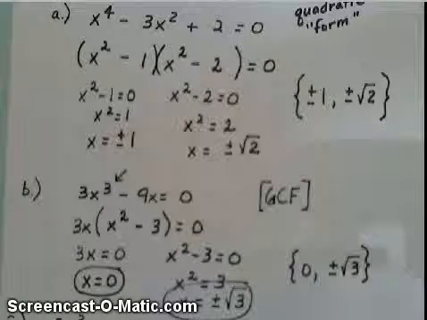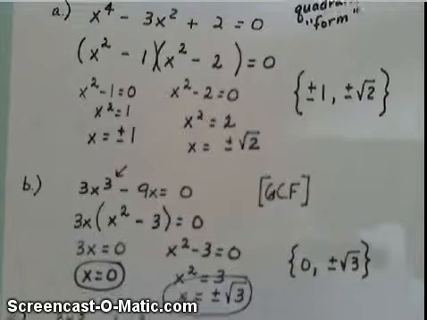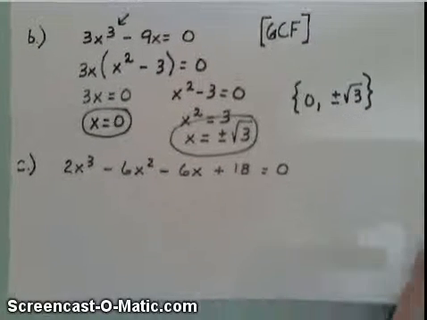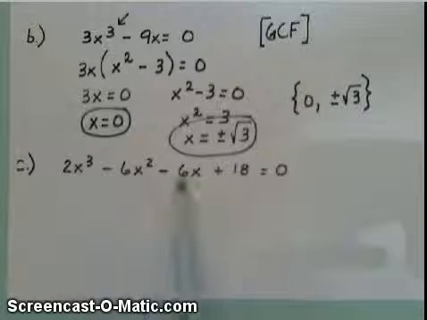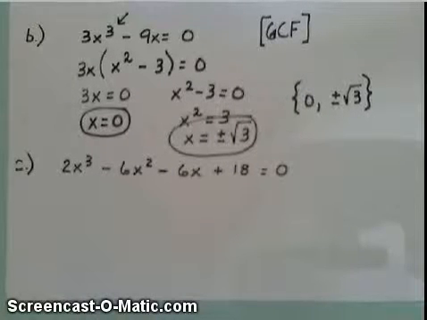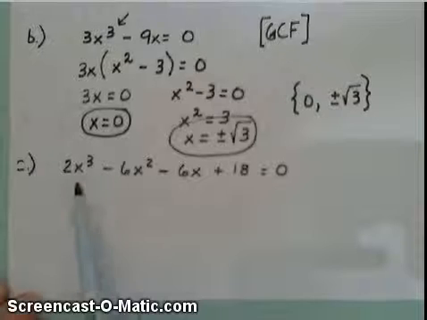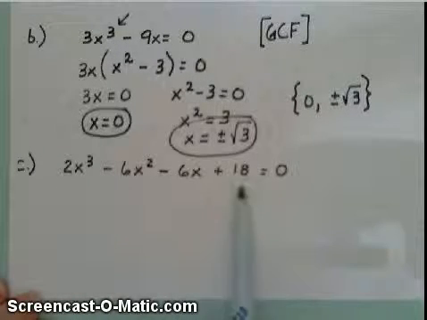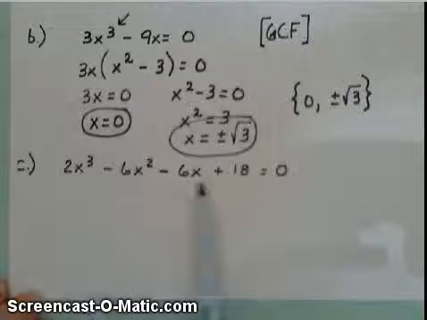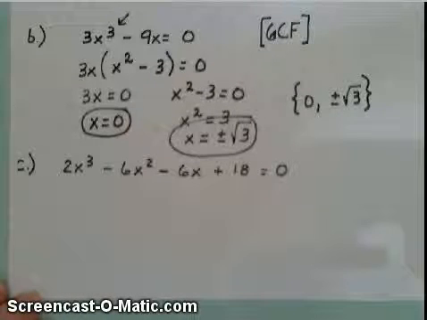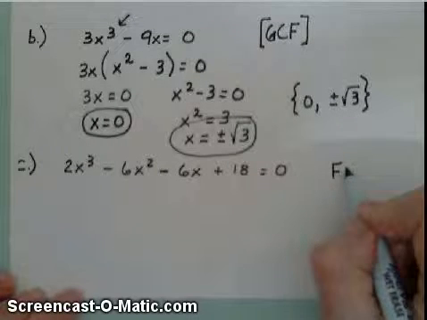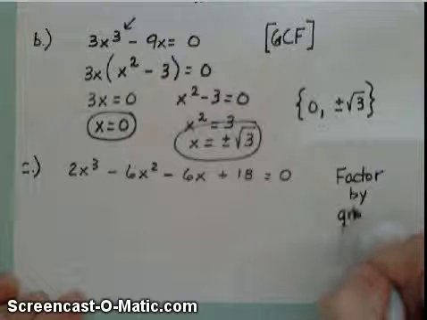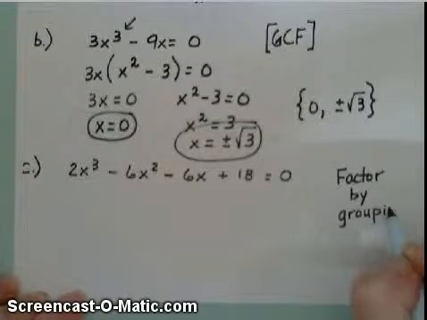Finally, my third example of polynomial equations solved would be this one right here. And you will notice the first thing you see on this problem is that there are 4 terms: 1, 2, 3, 4. It does not have any quadratic form, nor is there a greatest common factor other than 2. Now, you can take a 2 out of everything if you want, but for our purposes today, I'm going to illustrate something called factoring by grouping. And this is about your best hope if you have 4 parts.